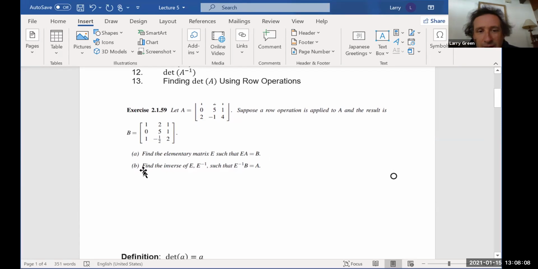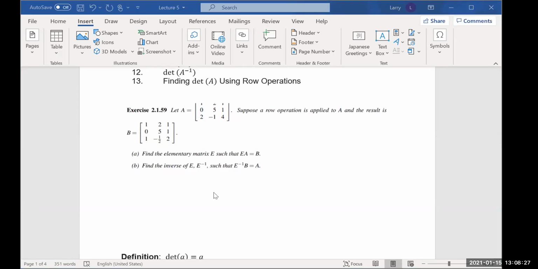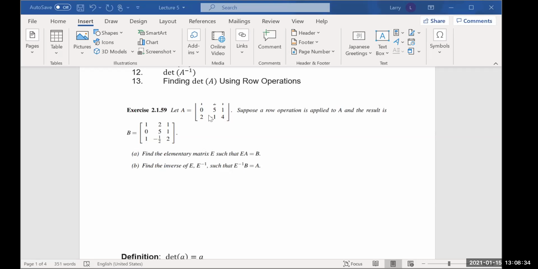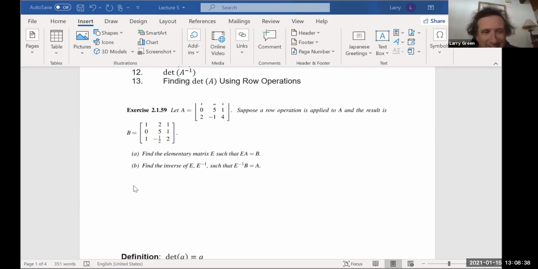Okay, so part A is to find the elementary matrix E such that EA equals B. So the key is to say, to go from A to B, what did you have to do? Kind of in words. Apply the same row operation to the identity matrix. But what row operation do we do? That's what I'm saying. Oh, multiply the third row by 1/2. Okay, so that's what we're doing.